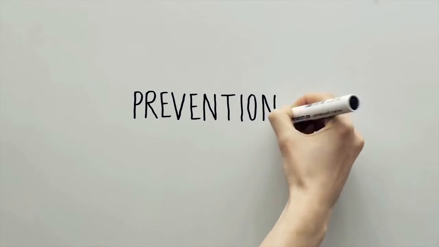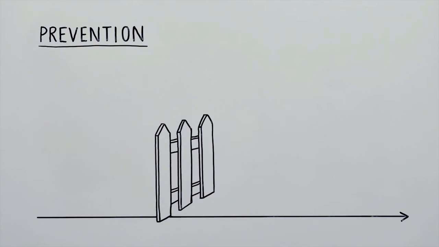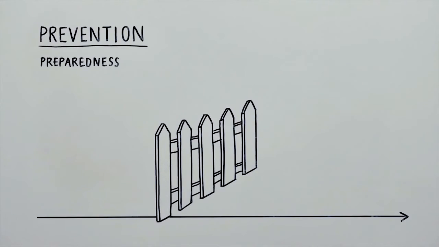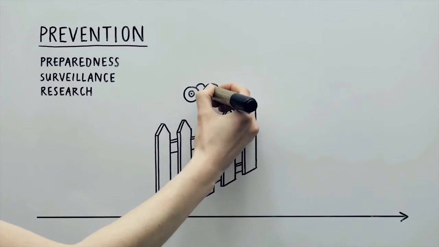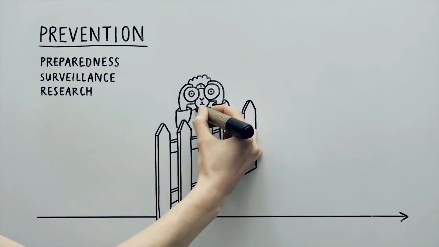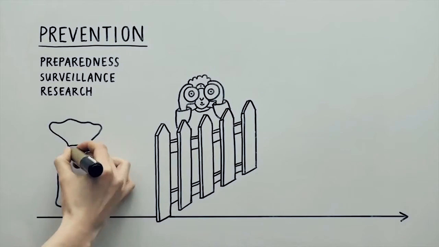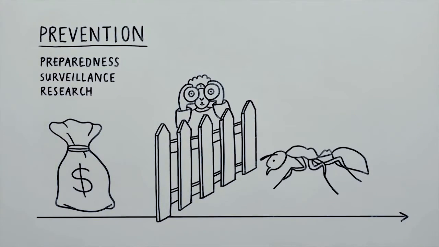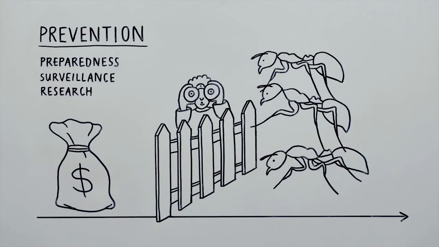Before an invasive species reaches our borders, investment in protection, preparedness and surveillance, as well as research to better understand a species' behaviour, will minimise the risk of an incursion. It's much more cost-effective to prevent threats like myrtle rust, red imported fire ants and foot and mouth disease than to manage them once they've entered the state.